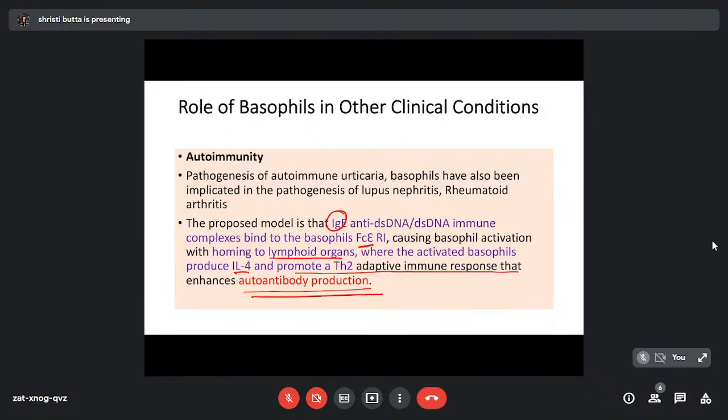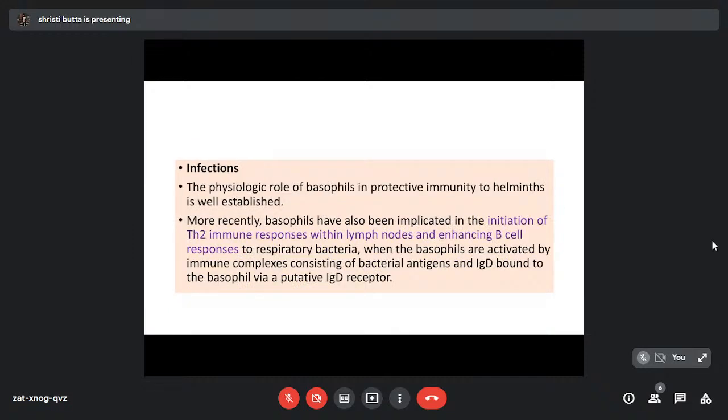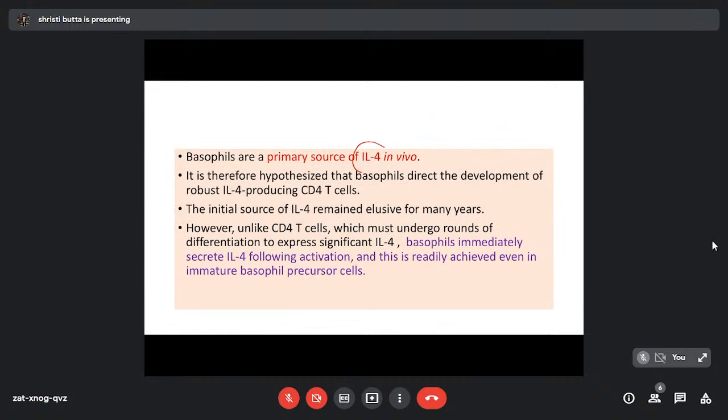Now, infections. More recently, basophils have been implicated in the initiation of T helper 2 immune responses within the lymph node and by enhancing B cell class switching and subsequent production of antibodies. Basophils are the primary source of IL-4 in vivo, though IL-4 is also produced by CD4 plus T cells or the T helper 2 cells, but besides that, basophils are the primary source. Basophils immediately secrete IL-4, whereas CD4 plus T cells must undergo rounds of differentiation to express IL-4.